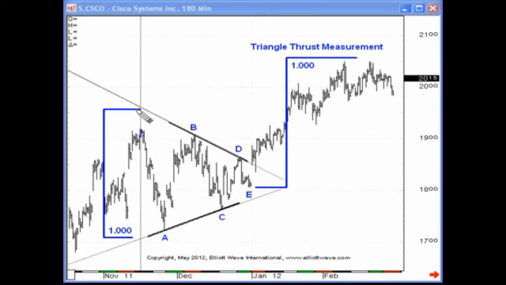So I'm taking this distance here, the length, the widest portion of the triangle, and simply projecting it from the extreme of wave E. As you can see, that comes up to right here, and we actually missed that target by, I believe, about 10 cents in this example. But again, it's just simply the widest portion of the triangle measured from the extreme of wave E, either upward or downward, depending on the position of the triangle.